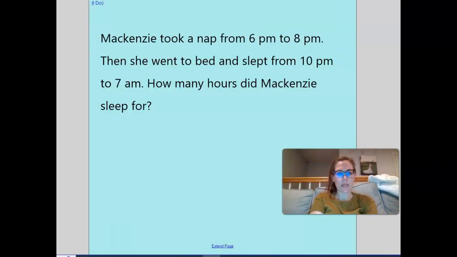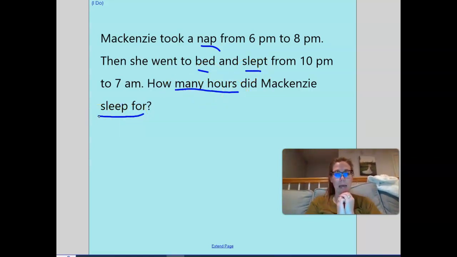Okay. Mackenzie took a nap from 6 p.m. to 8 p.m. Then she went to bed and slept from 10 p.m. to 7 a.m. How many hours did Mackenzie sleep for? So this means that there was nap time of sleeping, and then there was also actually bedtime of sleeping. And they're asking for how many hours Mackenzie slept.